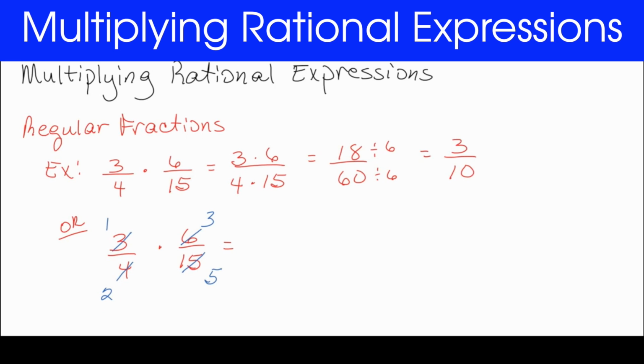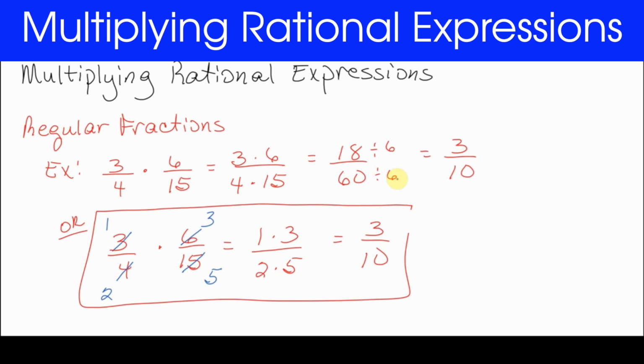And remember, I still multiply numerator times numerator over denominator times denominator. Don't cross multiply. You can only cross multiply across an equal symbol, not a multiplication symbol. And you get 3/10. This is the method that we're going to use for simplifying and multiplying rational expressions.